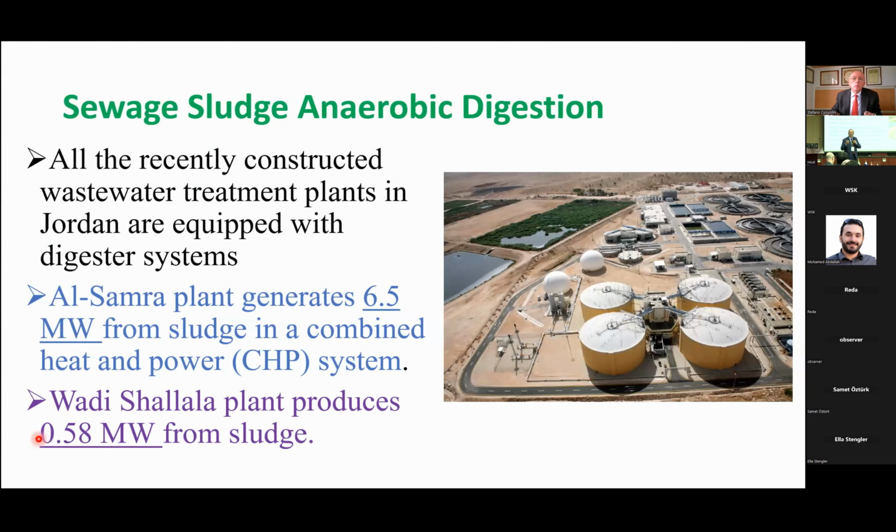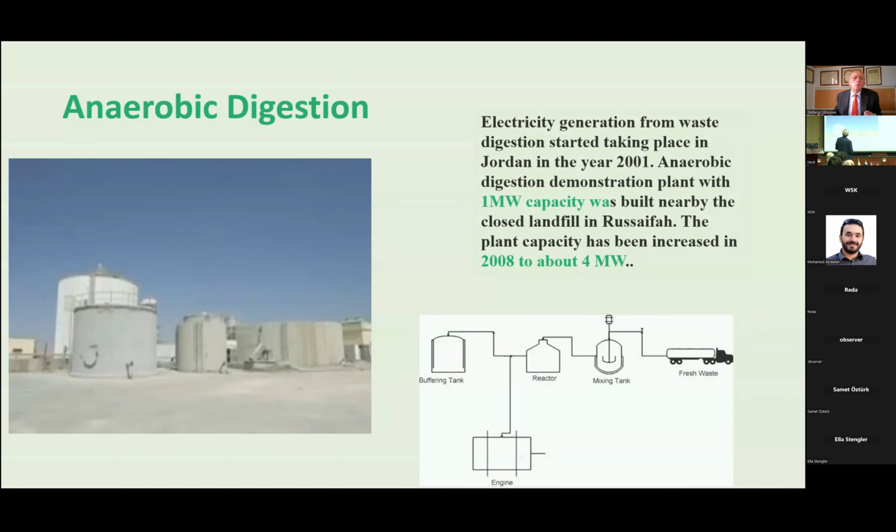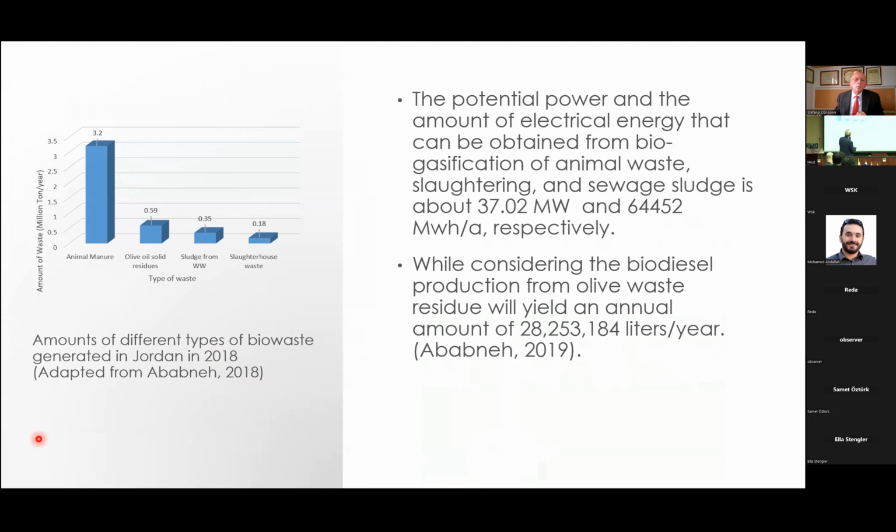Also, Jordan recently started applying biogas from sludge in wastewater treatment plants. This is the biggest wastewater treatment plant, and you can see here the digester, Al Samra wastewater plant, which generates 6.5 megawatt from sludge in a combined heat and power (CHP) system, and the Wadi Shalala plant produces 0.58 megawatt of electricity from the sludge. Another anaerobic digestion plant was constructed nearby the closed landfill, and here we conducted a study on this plant to optimize its operation using artificial intelligence. We published a paper on that.